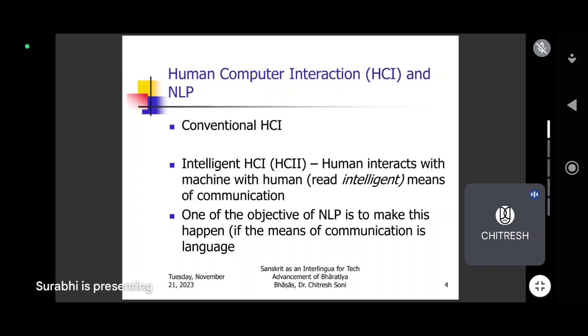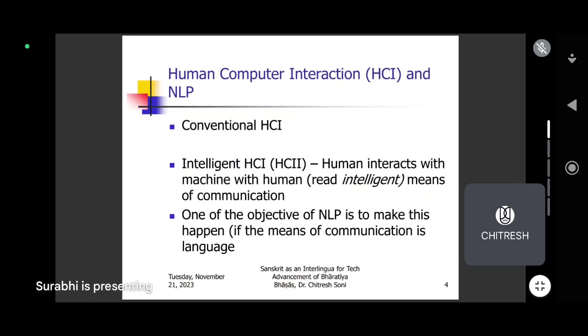Okay, so then we move towards conventional SCI, human computer interaction. Humans give an input in the language of the computer, what the computer understands. A whole lot of steps are there, but simply the first input was keyboard or mouse. So this was a way to interact with the computer in the language of the computer, the language which the computer understands.